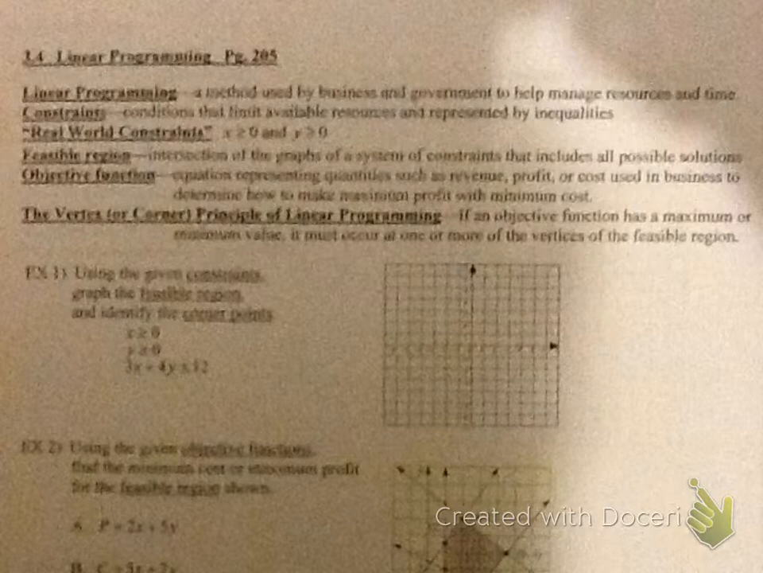Real world constraints you always will have. Keep in mind, you will always have x is greater than or equal to 0 and y is greater than or equal to 0. So keep that in mind. This will always be part of your constraints, those two equations, a horizontal and a vertical line. Feasible region. This is the intersection of the graphs of a system of constraints that includes all the possible solutions. Okay, so you can see in example 2, there's a graph there with a shaded, cross-shaded area. That's a feasible region.